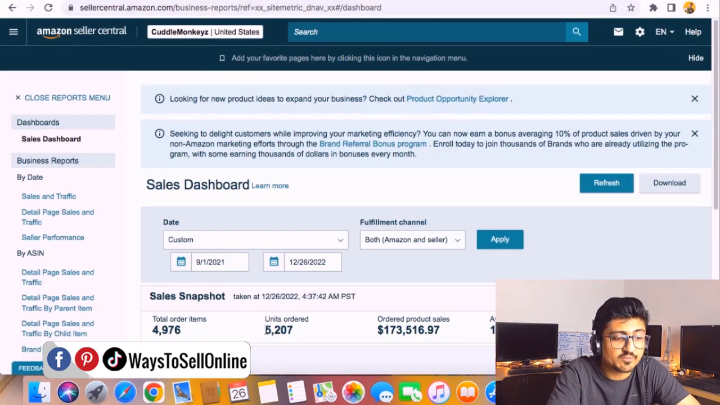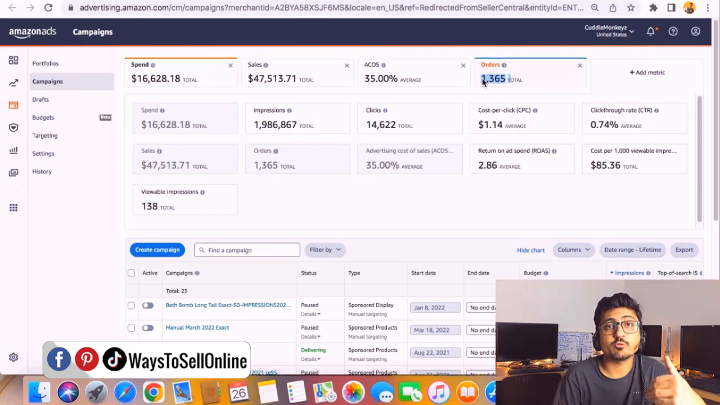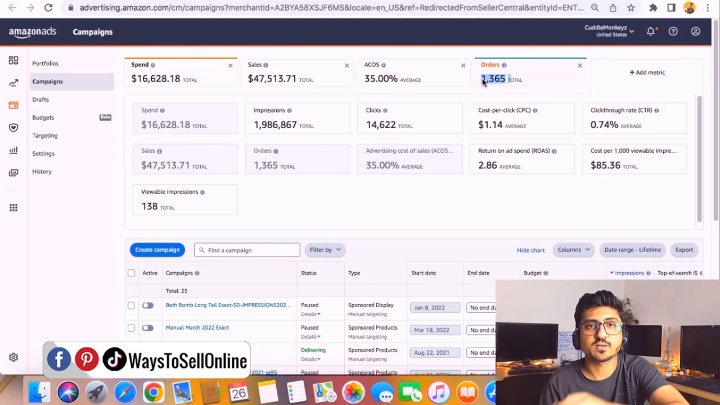You can see here 5,207 units. So if we subtract the PPC units, then around 4,000 units I got for free. In a simple way, I sold around 4,000 units without spending any money on ads because I got those sales organically. People go on Amazon, search for my product, and they see my product ranked on top on the first page and they just click and purchase.